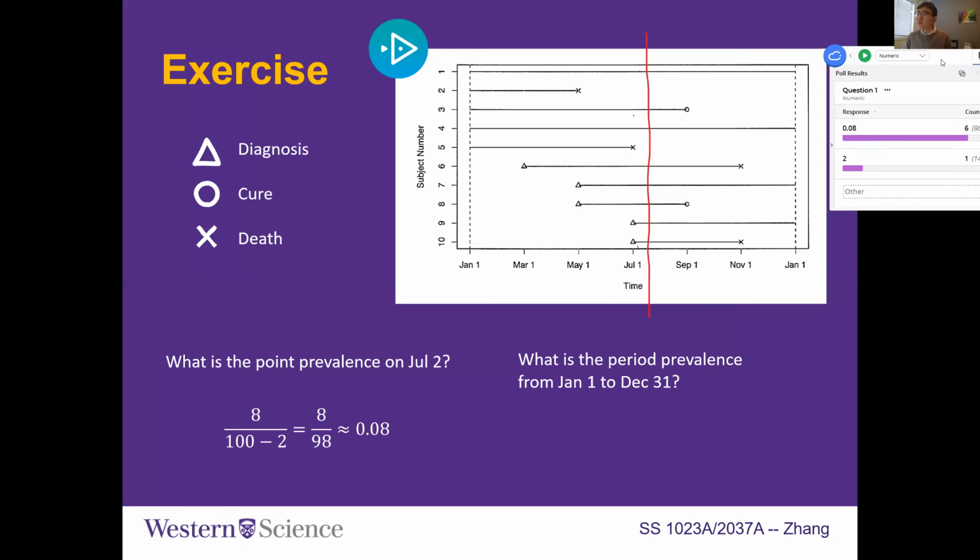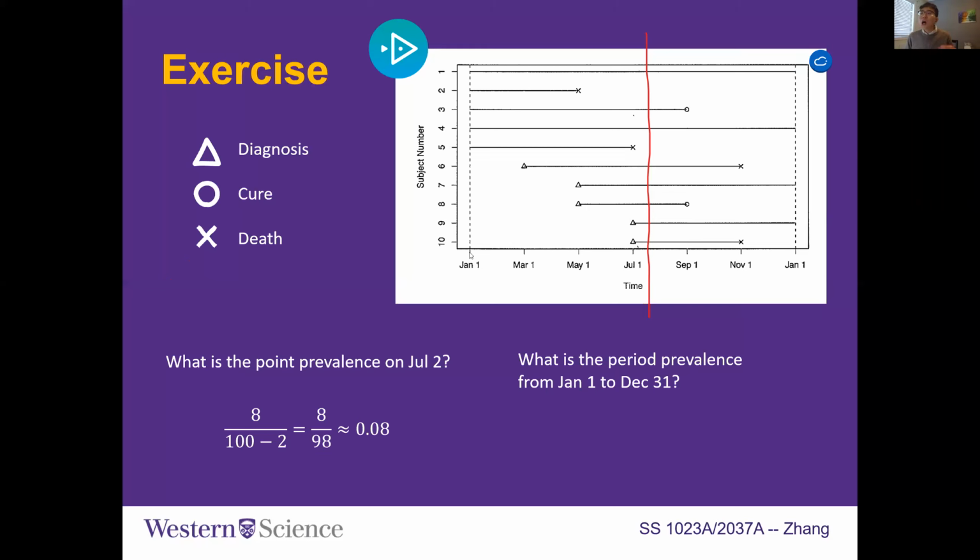But for the period prevalence, it's actually much easier because we just look at the prevalence in the whole year. So if you look at how many individuals, it's just 10, right? Because we only have 10 individuals who get disease in this whole year, and the denominator will be 100 because there are in total 100 individuals who ever appeared in our time interval. So the period prevalence in this case will be very straightforward. It's basically 10 over 100.